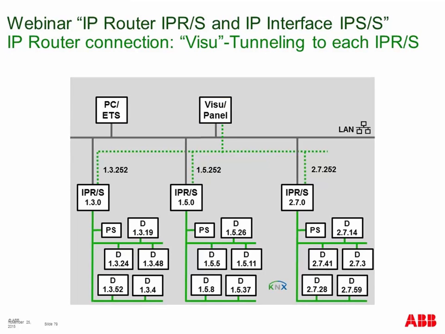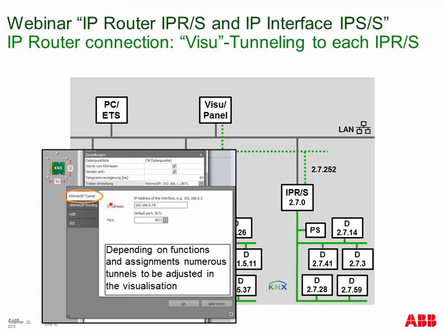And we have to do nearly the same in our visualization system. So when we have a PC with visualization, then we create a tunneling connection to this IP router, to this IP router, and to this IP router. The same principle: when we have 100 IP routers, we have to create 100 tunneling connections in our visualization system or in our panel.